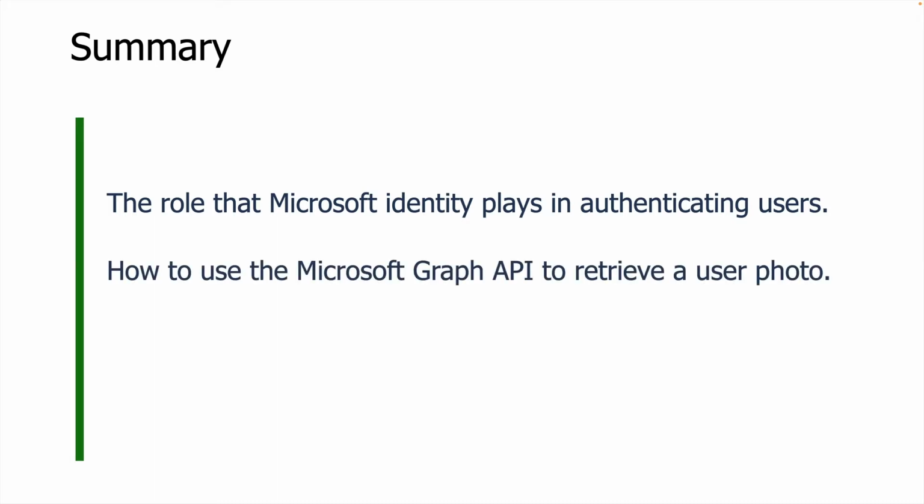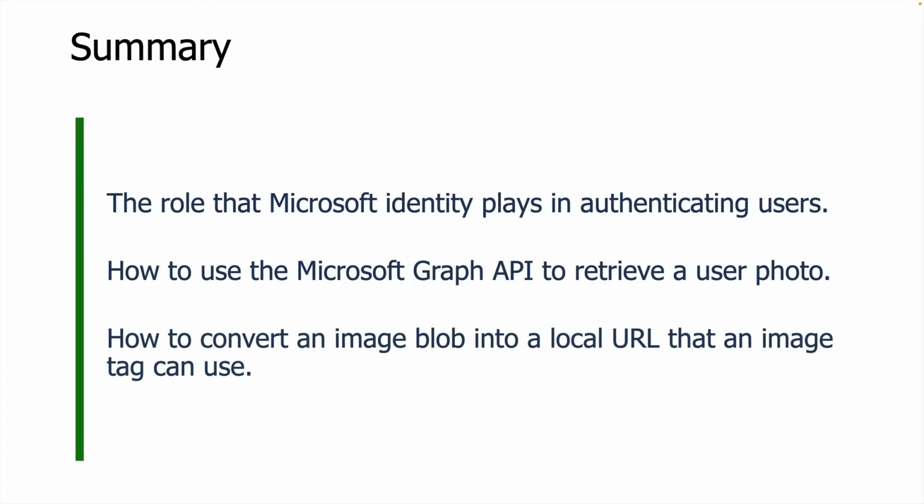We also learned how to use the Microsoft Graph API to retrieve a user photo, and we can even use it to get metadata about the photo. Finally, we learned how to convert an image blob into a local URL that an image tag can then use in a web page so that we can display that image.